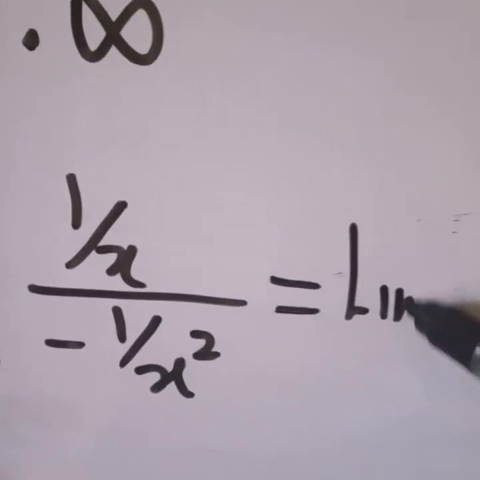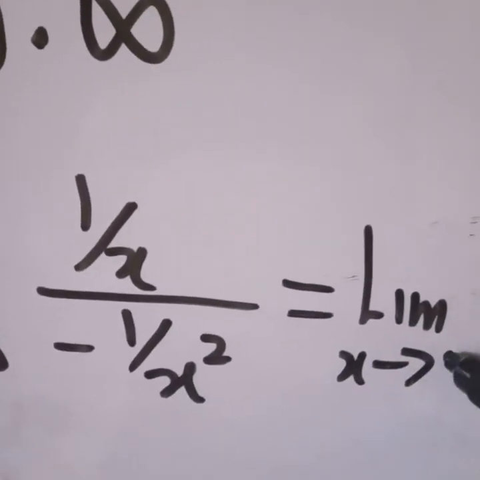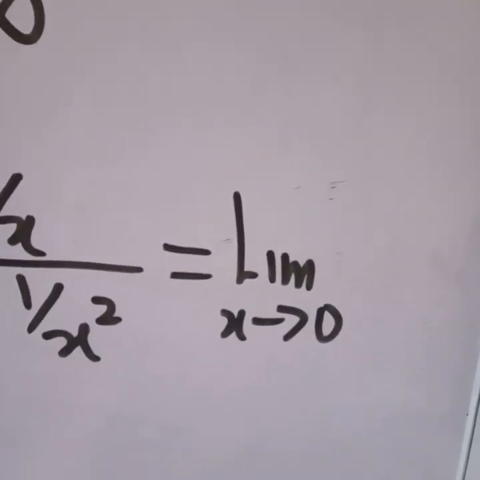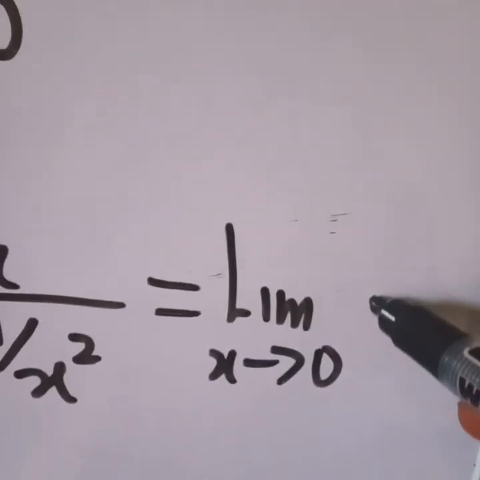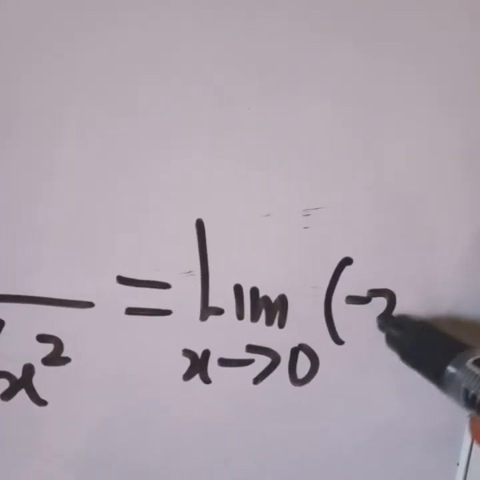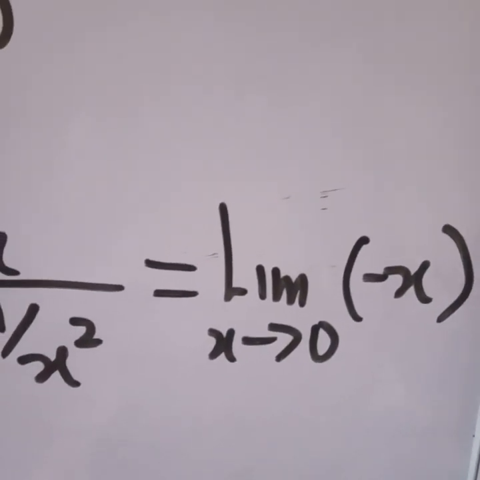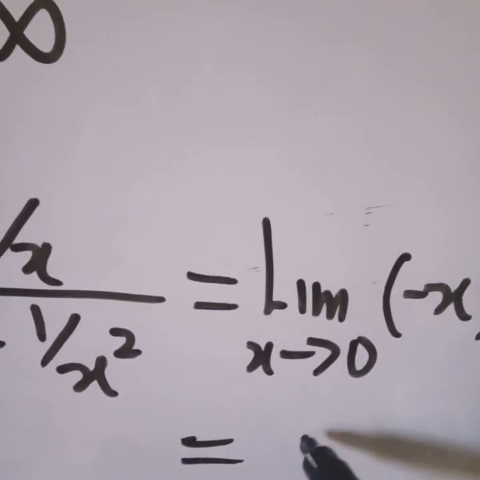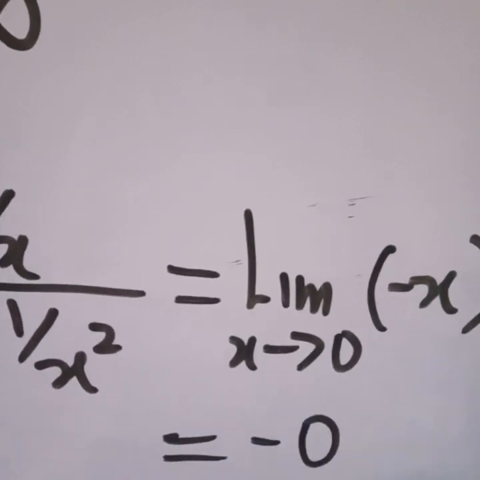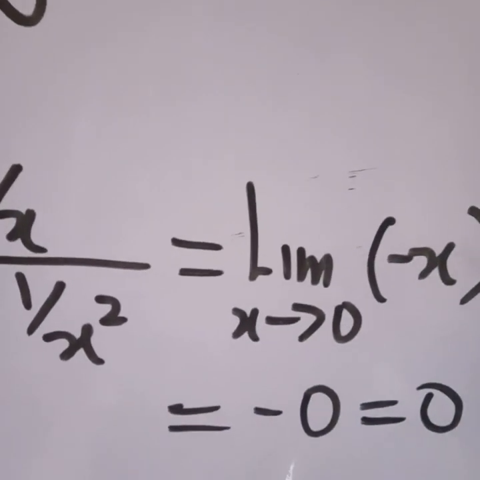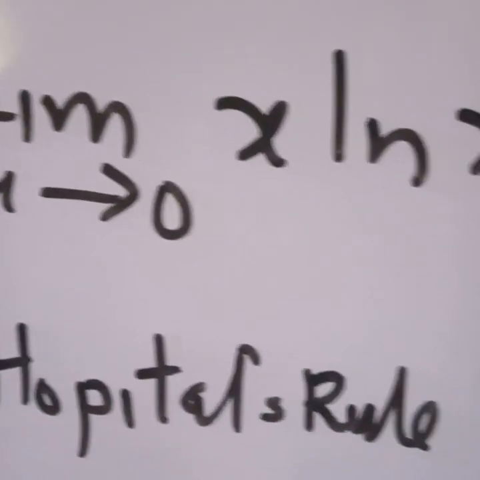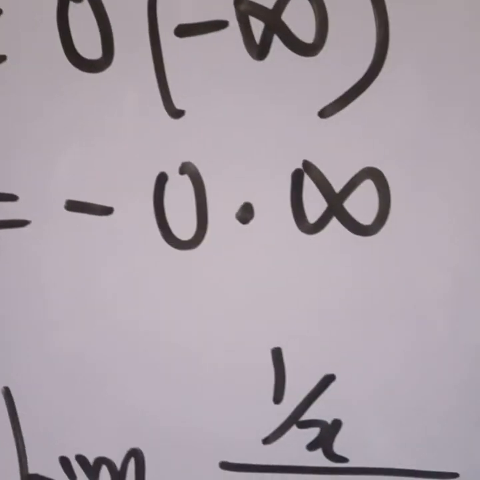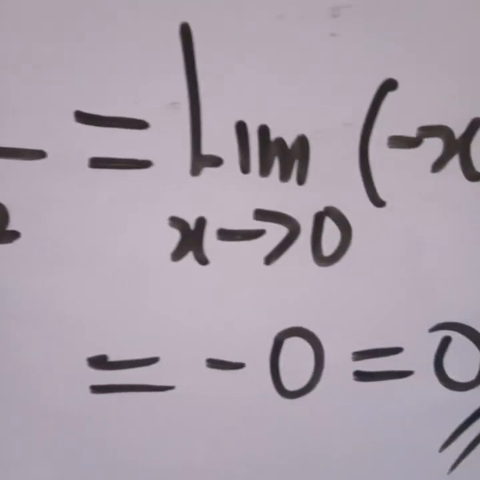we haven't applied the limit yet, until we finish the simplification. So when we divide this, what we have here is negative x. So if we substitute for x, here we have negative 0, which is 0. So the limit of this function x ln x when x tends to 0 is actually 0, as we have seen here.